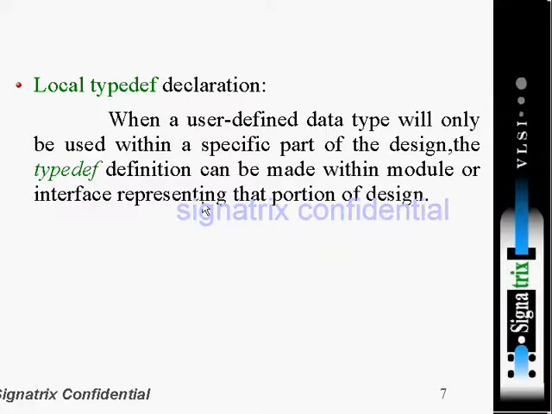Here we have one more thing, that is local type def declaration. That is nothing but when a user defined data type will only be used within a specific part of a design. The type definition can be made within a module or interface representing that portion of the design. This is called local type def. You are using it within a specific part of the design, within a module or interface.